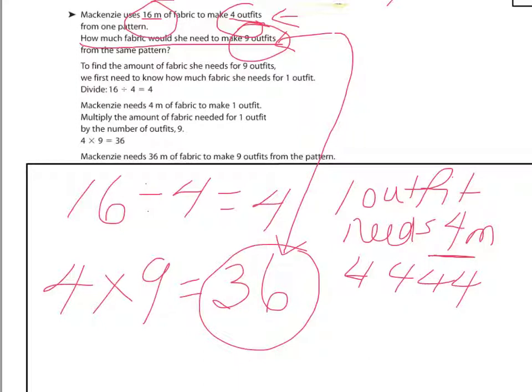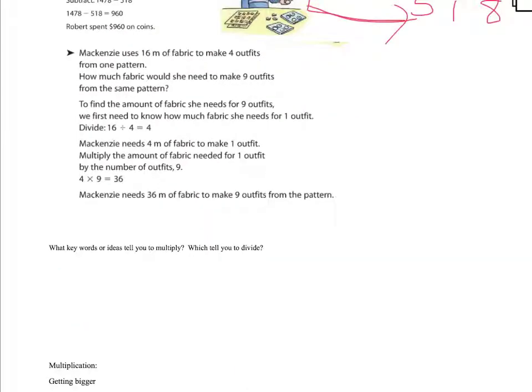Again, a 2-step problem, so look carefully. Remember, there are key words to tell you when to multiply, and there are key words that tell you when to divide. So what kinds of things do you notice? Turn and talk to your elbow partner, or think to yourself, what kinds of things do you notice when you're looking for it to be a multiplication question? What kinds of things do you notice when you think it's a division question?